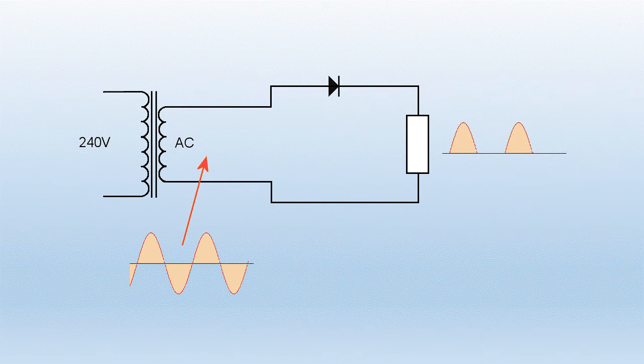If you place a diode in series with the load, then on the positive half cycle the diode will conduct, and on the negative half cycle no current will flow because it's blocked. And as you can see on the right hand side, we get what's known as half wave rectification. Only half of the waveform appears on the right hand side of the diode there.